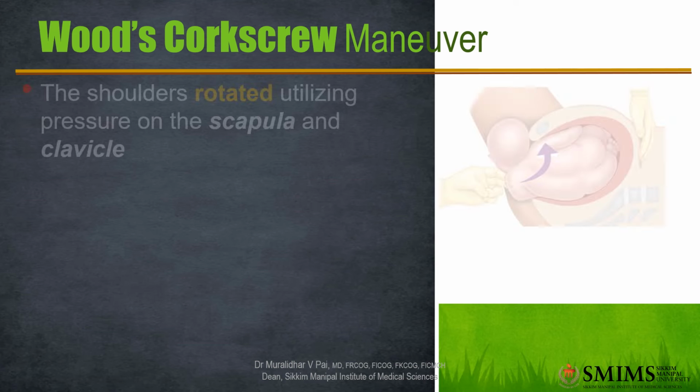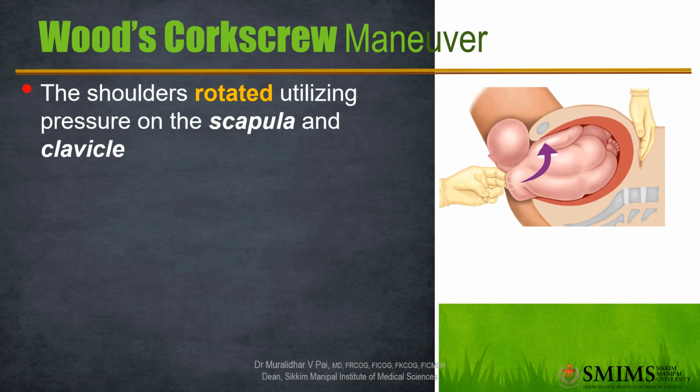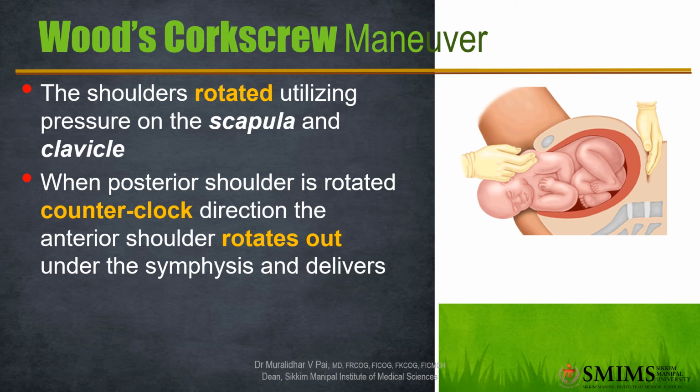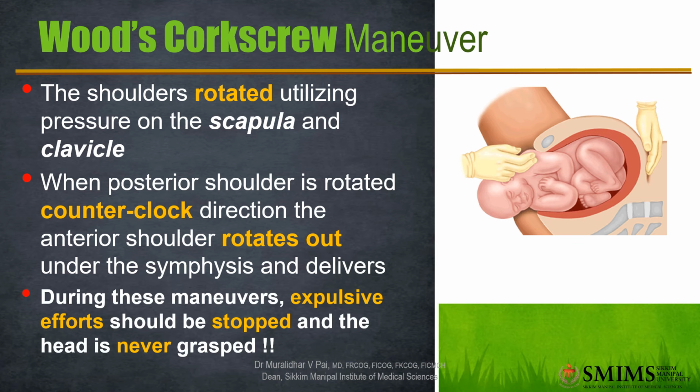In Wood's corkscrew maneuver, the shoulders are rotated utilizing the pressure on the scapula and clavicle and not by holding the head. When the posterior shoulder is rotated in a counterclockwise direction, the anterior shoulder rotates out under the symphysis and delivers. During these maneuvers, expulsive effort should be stopped, and as told before, the head is never grasped.